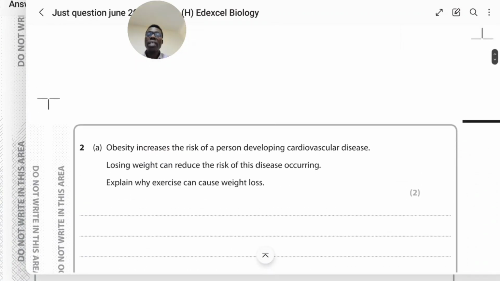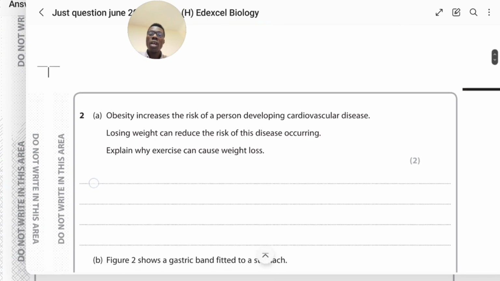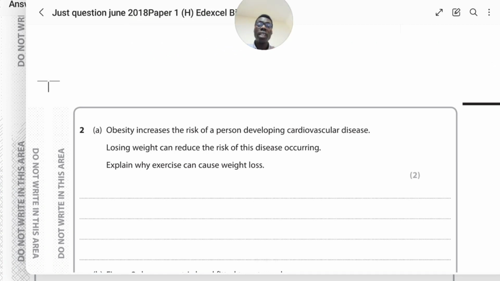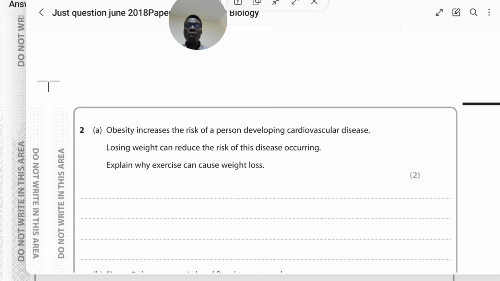Okay, next question says, obesity increases the risk of a person developing cardiovascular disease. Losing weight can reduce the risk of this disease occurring. Explain why exercise can cause weight loss. We've all known that exercise is good for weight loss, but the question is, how does it even happen? Let's take a look at that right about now.